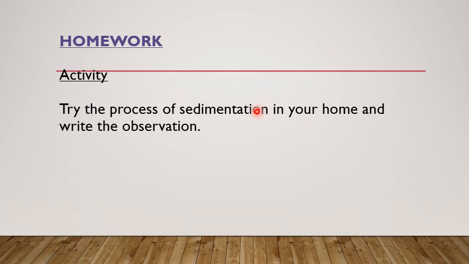Evaporation. So now here is one activity for your home. Try the process of sedimentation at home and write your observation. Okay, so you write your observation, what you observe, what you see from this activity, then you come tomorrow.